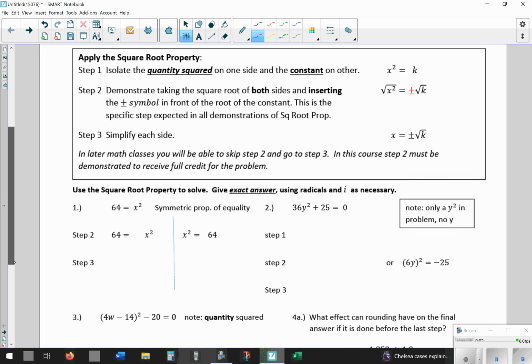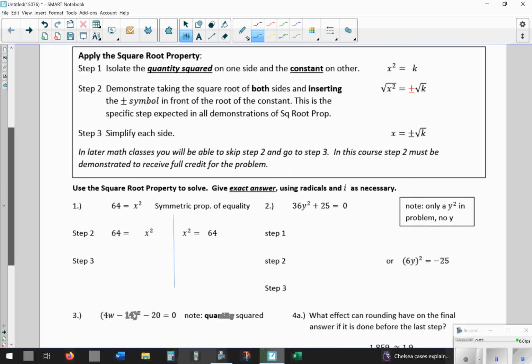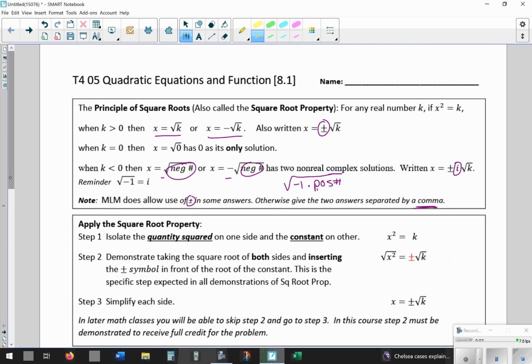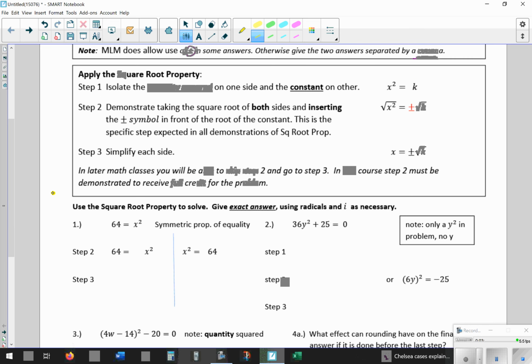Now, our square root property says that we want to isolate the quantity squared on one side and the constant on the other. And I'm really emphasizing that quantity, and I'll show you in a couple different places why I'm emphasizing that phrase. And I'll also later point out where people who aren't being clear on their steps will confuse and do something totally wrong. So we want to be sure that we're really looking in terms of how these steps get applied.